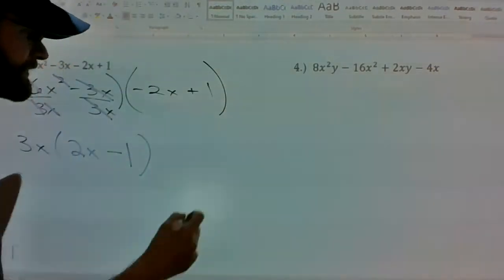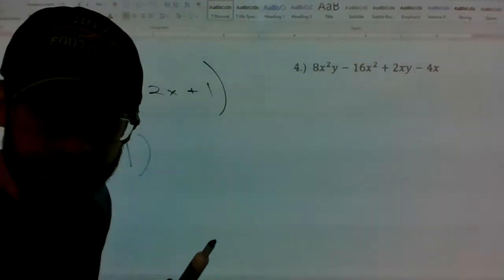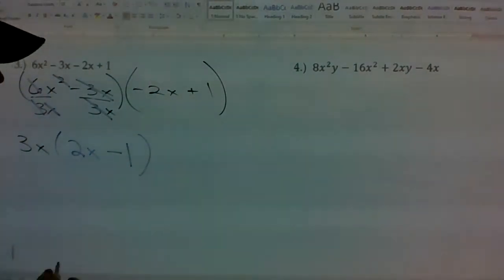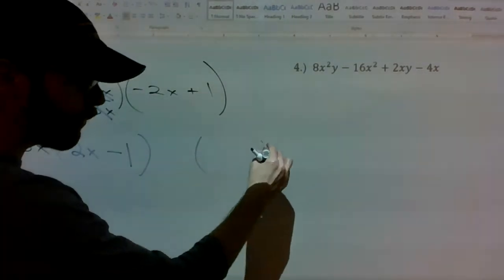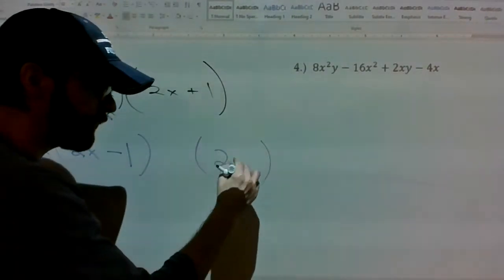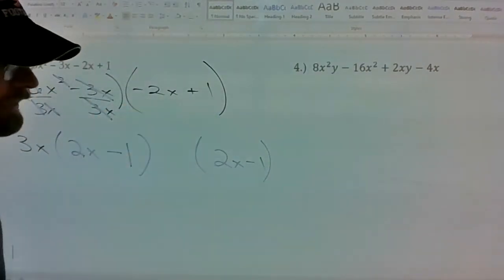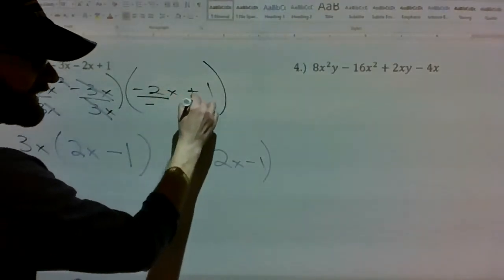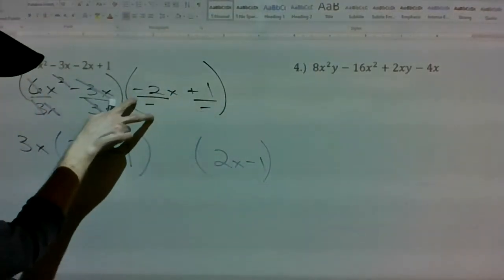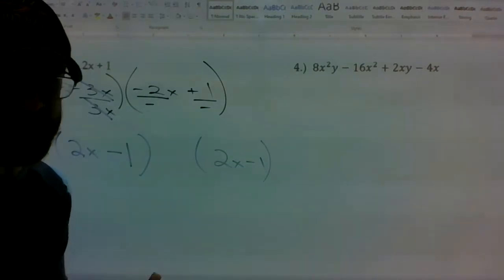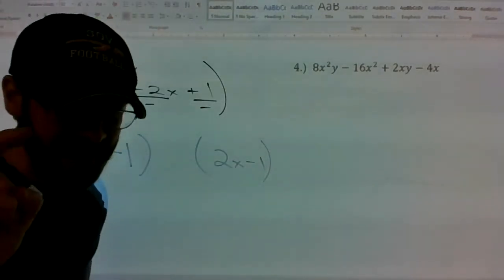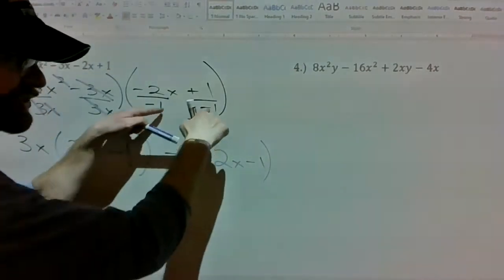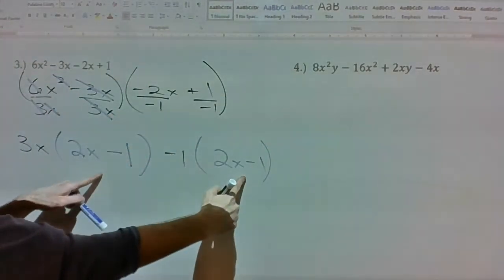Second group. Keep in mind, you're trying to get out of this the same leftovers. So if you think about it, how in the world am I going to get positive 2x minus 1 from negative 2x plus 1? You divide out a negative. If I divide by a negative, it changes the signs. And I need to associate a number. I can't just divide by the negative. It's got to be negative 1. So the negative 1 is the GCF that you take out to create a 2x minus 1.